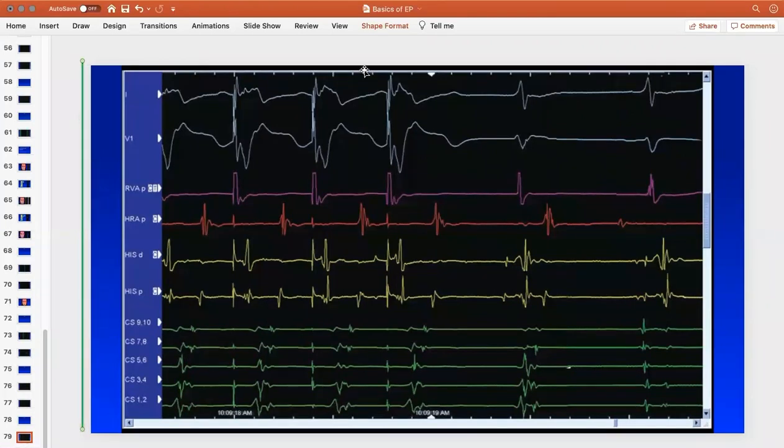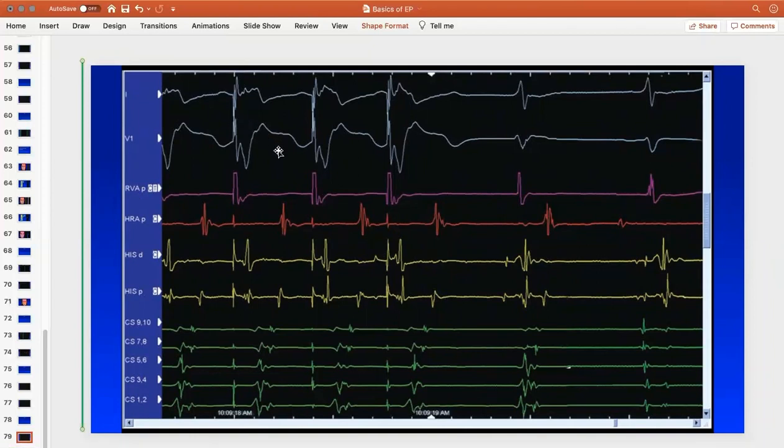So, Saleh, let's break it. When you have a lot going on, just break it into pieces. So, let's talk about this, then we'll talk about this. Okay. Let's talk about this first. First, orient yourself one by one. This is a surface ECG. Okay. Which looks like RV pacing. Okay. So we're pacing from the RV.